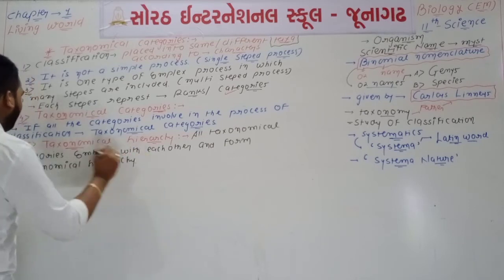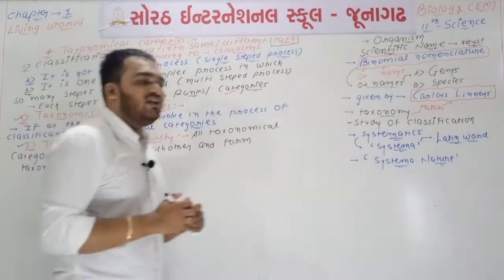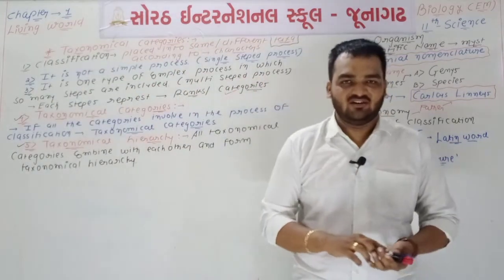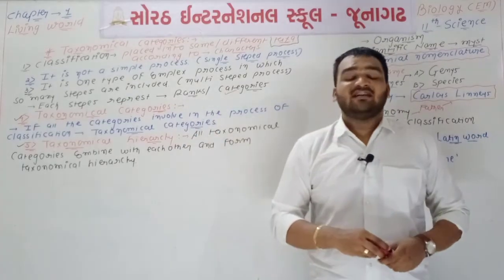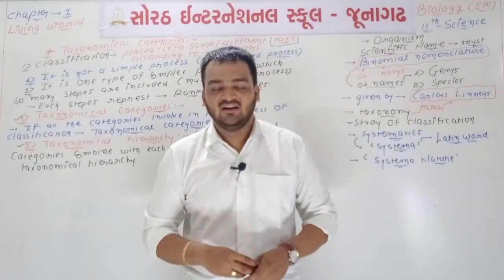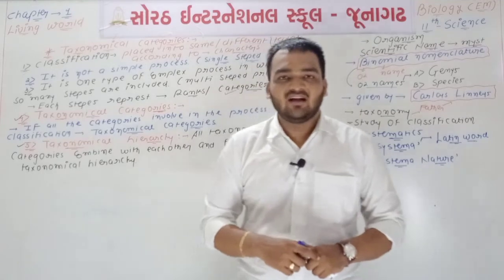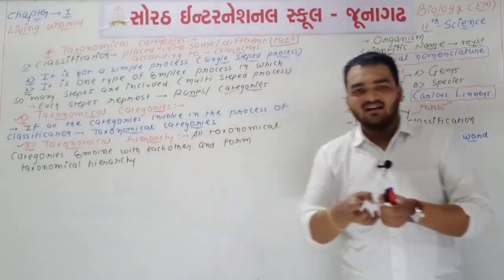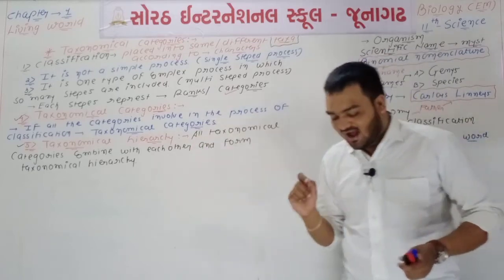Okay, so point number 5 and point number 4 both have the two definitions. You will write both definitions 5 times extra in your homework. Again, what about the taxonomical categories? If some categories or ranks are taking part in the process of classification, then they are known as taxonomical categories, and all categories combined with each other together are known as the taxonomical hierarchy.